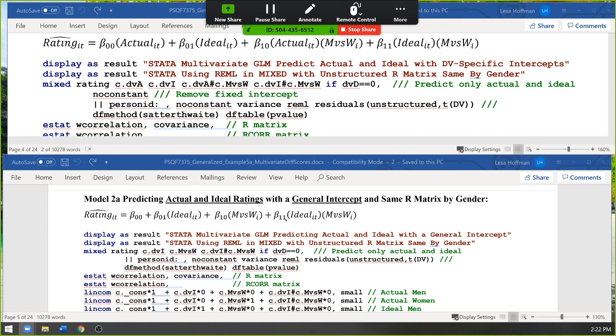Beta 1,1 then is how the effect of gender differs for ideal. Or you can say it another way, it is the effect of gender on the discrepancy, because the effect of ideal right here is the discrepancy. This is the gender difference in discrepancy, that interaction term, beta 1,1. Okay, are you with me so far?